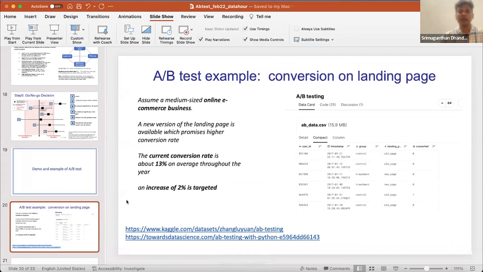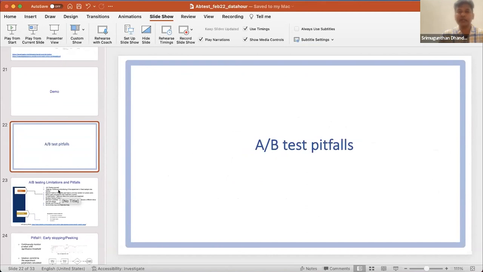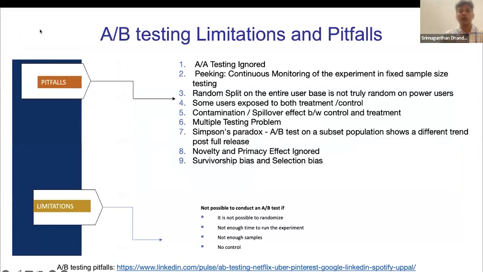Okay, so we have 20 more minutes. We'll finally look at the final section, which is the A-B testing pitfalls. We saw now where A-B testing fits in the experimental design and how to go ahead and set up an A-B test. But there are limitations to A-B testing. In some scenarios, it is not possible for us to conduct an A-B test at all. There are scenarios where it is not possible to randomize, or you can't have a separate control.